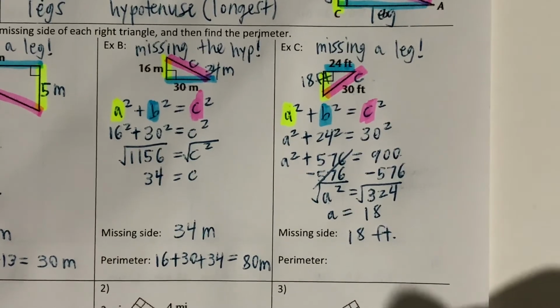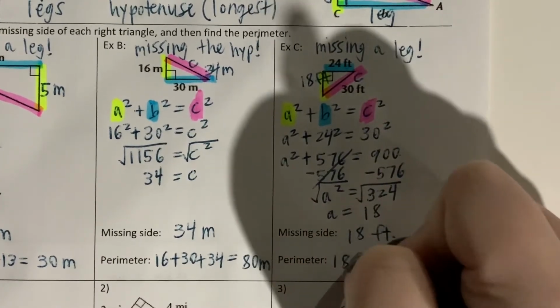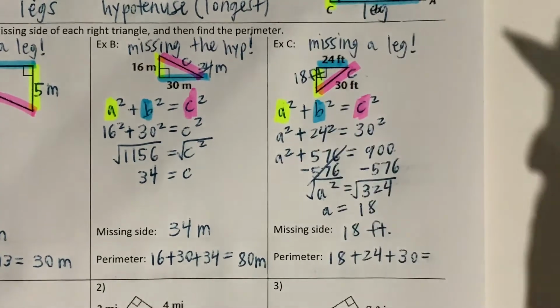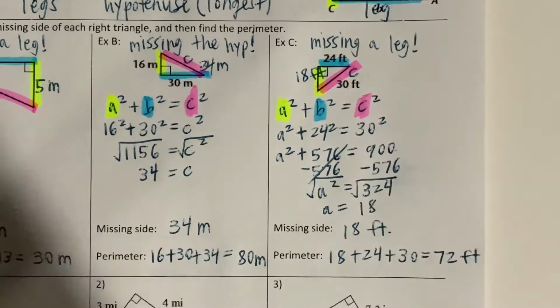And then for my perimeter, I'm going to add up the three sides. So I'll have 18 plus 24 plus 30. And that will give me a total perimeter of 72 feet.